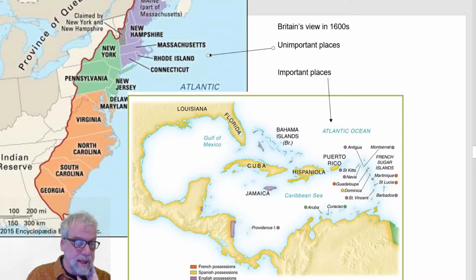Yeah, 245,000 people had been imported from Africa by the time of the Revolution.